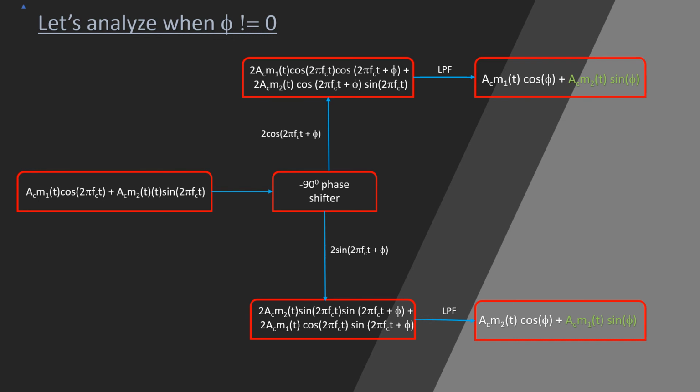which is basically crosstalk. Because on the first side we got the output as A_c m1(t) cos phi plus A_c m2(t) sin phi. So basically the sin phi part of m2(t) is coming to the first signal, and the sin phi part of m1(t) is going to the other signal. So total energy gets distributed between the two sides rather than going to the individual proper channels. So here the crosstalk occurs.